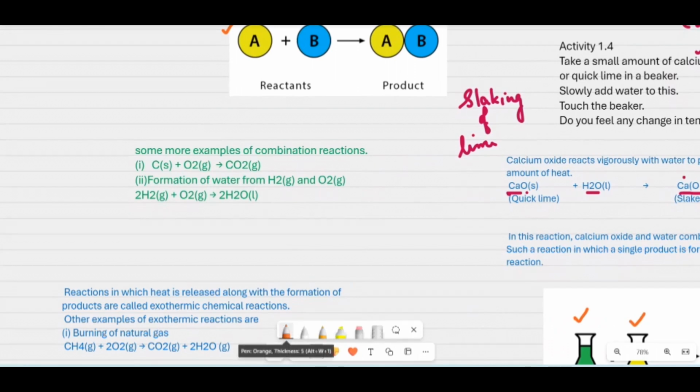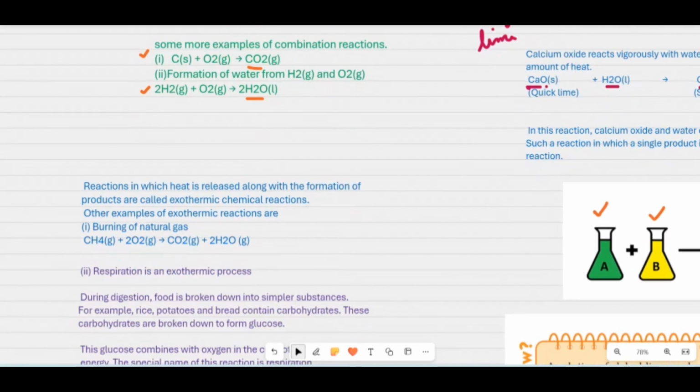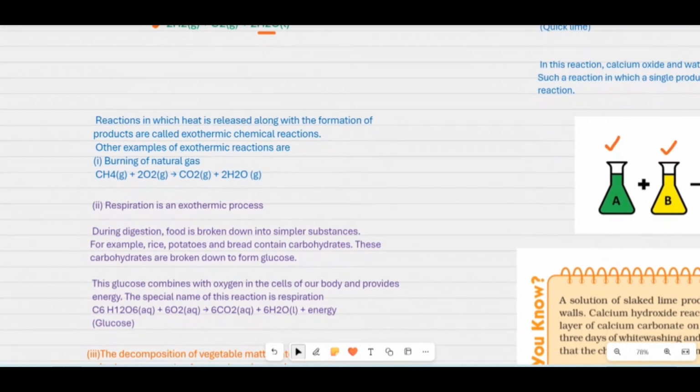So this is the first example, burning of carbon. Second one, burning of hydrogen gas. So H2 burns in oxygen to form H2O. These two are examples of combination reactions. Now, if a reaction is liberating heat, we call such reactions exothermic chemical reactions. The reaction which we just saw is an example of an exothermic reaction.